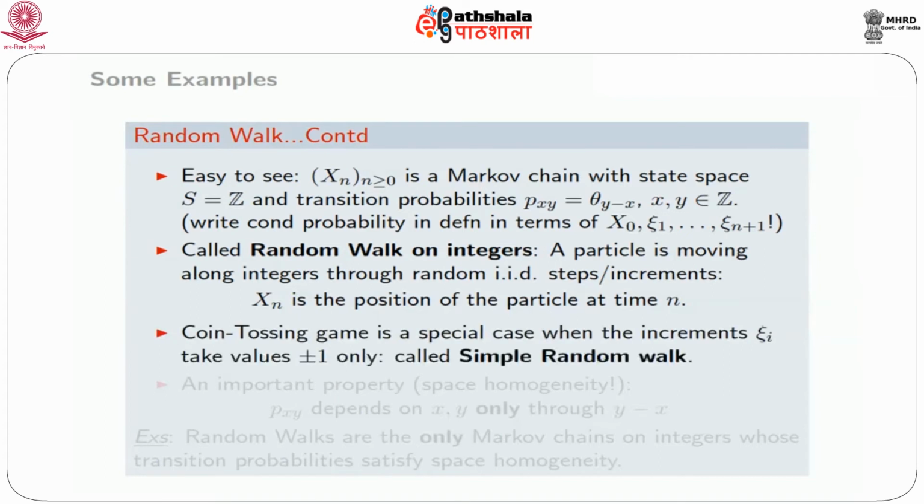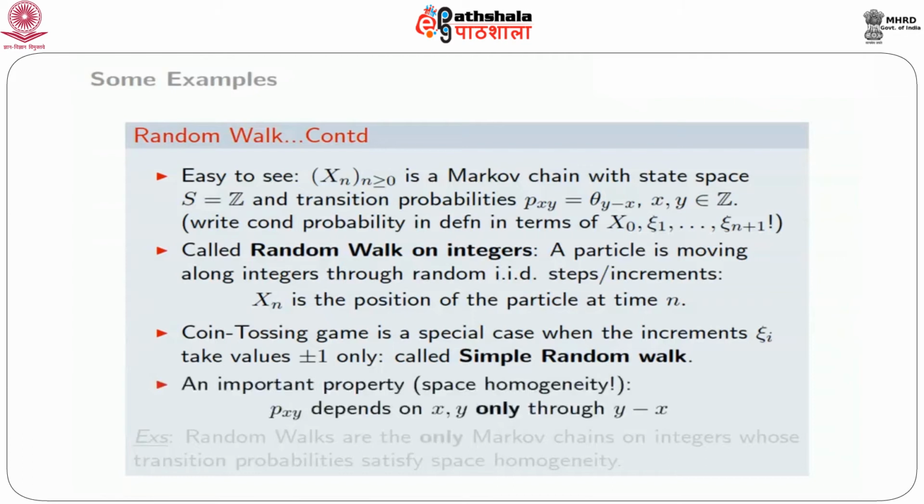Now if you go back to the coin tossing game that we started with, you can easily see that this is just a special case of this random walk on integers when the increments xi i take values plus or minus 1 only. That's all. So remember there, every time the coin is tossed, your increment is either plus 1 or minus 1, and they're independent. So the coin tossing game that we saw is just a special case of this, and because of this simple nature of increments, plus minus 1 only, it's called the simple random walk.